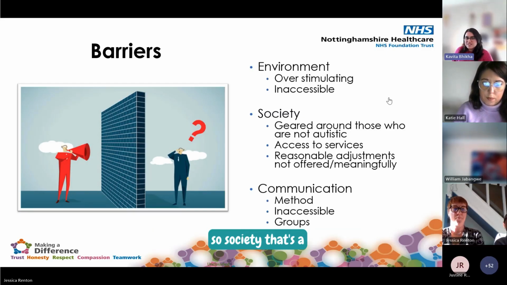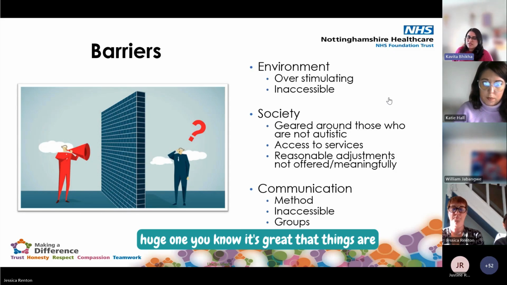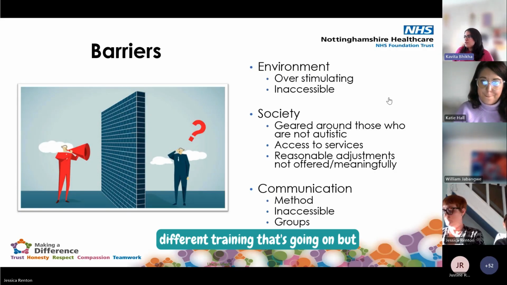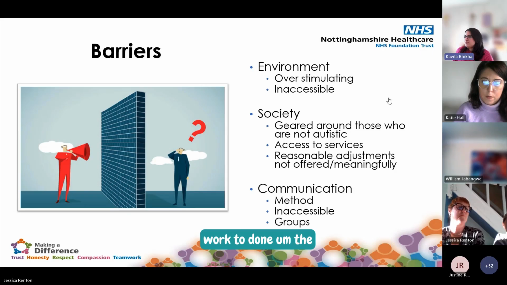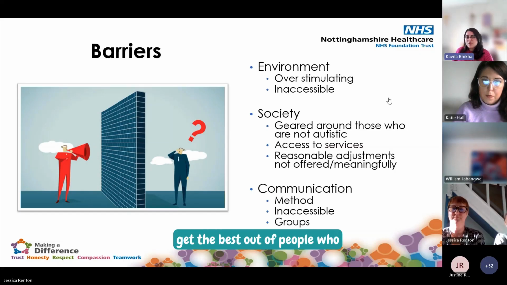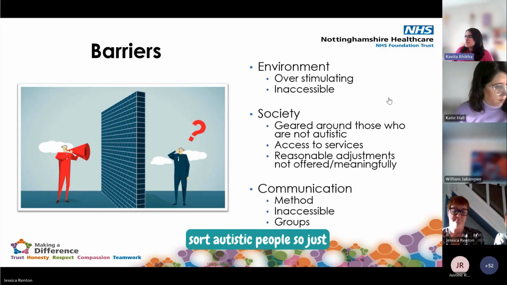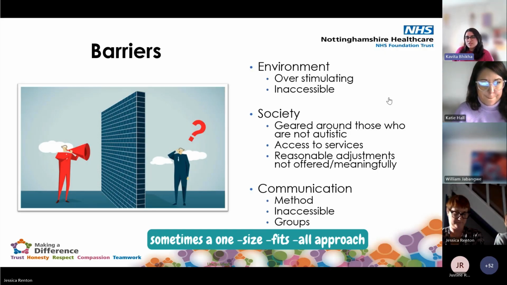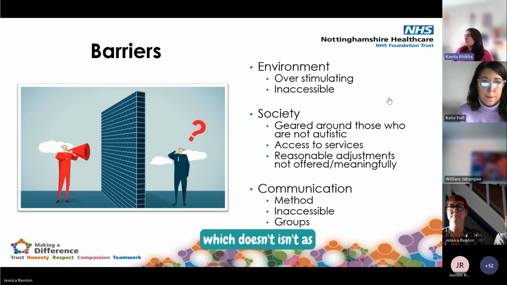So society, that's a huge one. It's great that things are being acknowledged a little bit more, or maybe there's different training going on, but there's still a huge amount of work to be done. The systems or social expectations are not always geared to get the best out of autistic people. So just thinking the way that society is set up, it's sometimes a one size fits all approach, which isn't as helpful for everyone.